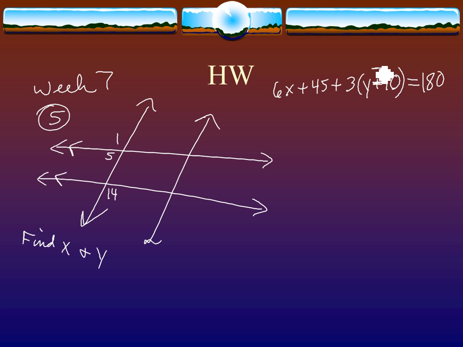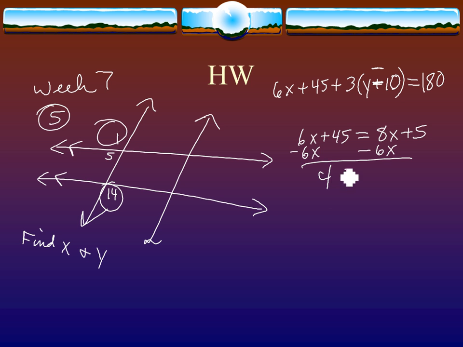So it'd be 6x plus 45 should be equal to 8x plus 5. This is angle 1 and angle 14, because you just told me that they were alternate exterior angles. They have to be congruent. Minus 6x from each side, 45 equals 2x plus 5.